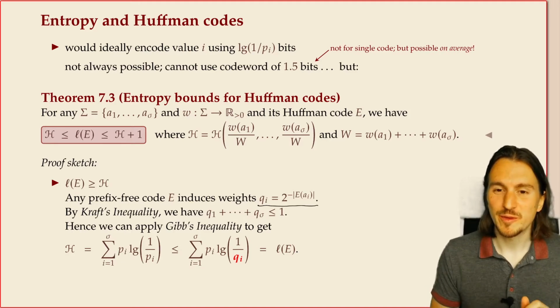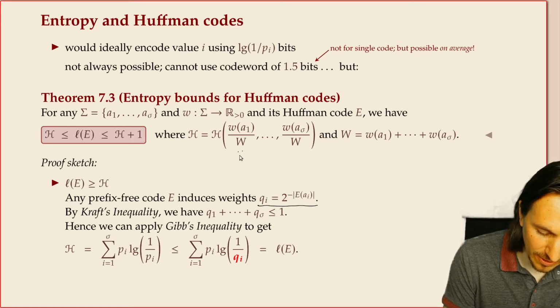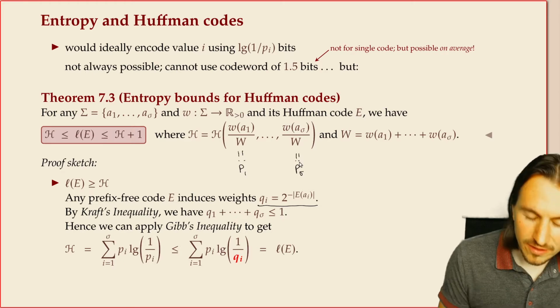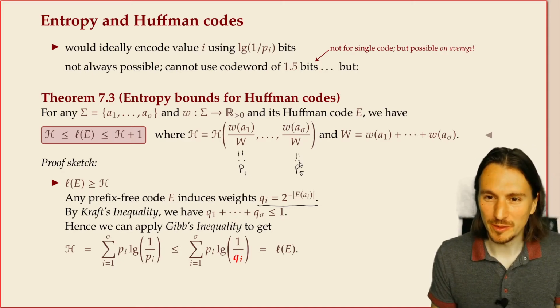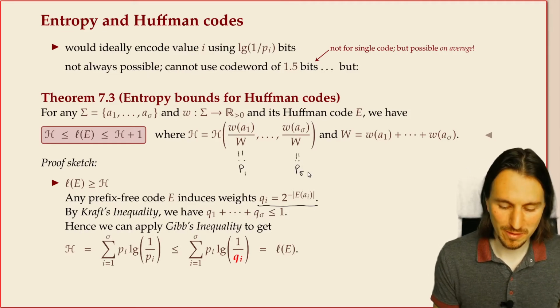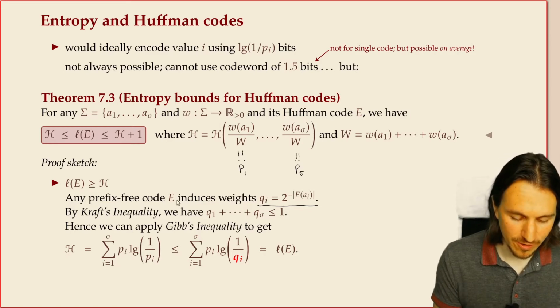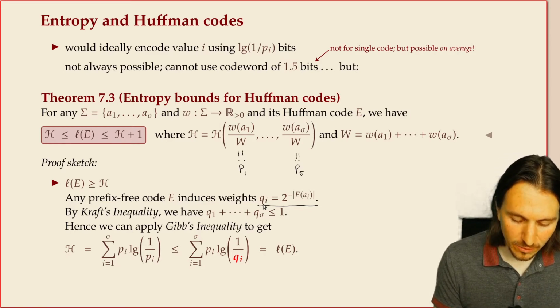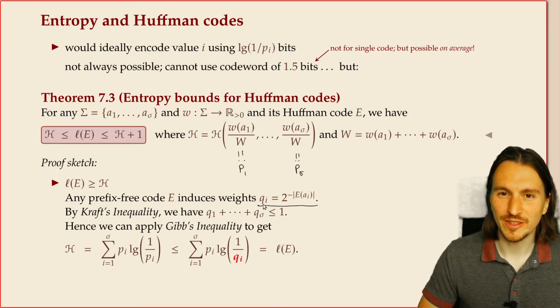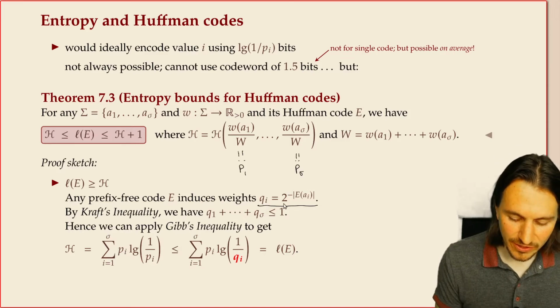We start building a Huffman code with certain probabilities. So I will essentially call this p_1 up to p_sigma. Just the normalized weights give us probabilities. We'd like to build a code, and we build a code in Huffman's algorithm based on these probabilities. Once we have that code, or any code really, we can assign different probabilities based on the outcome, based on the code word lengths. And these are essentially given like this.